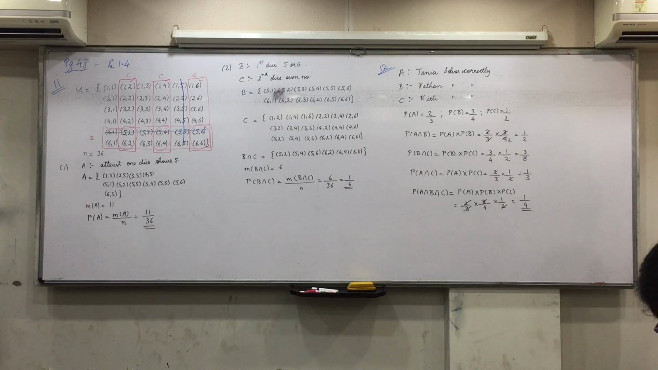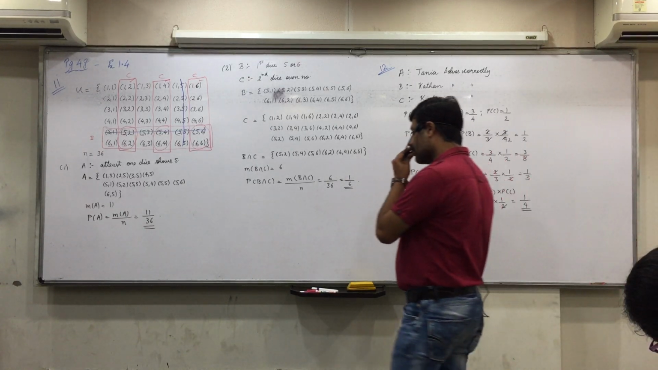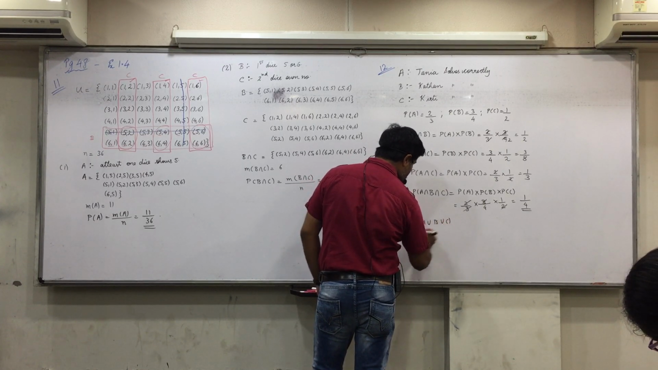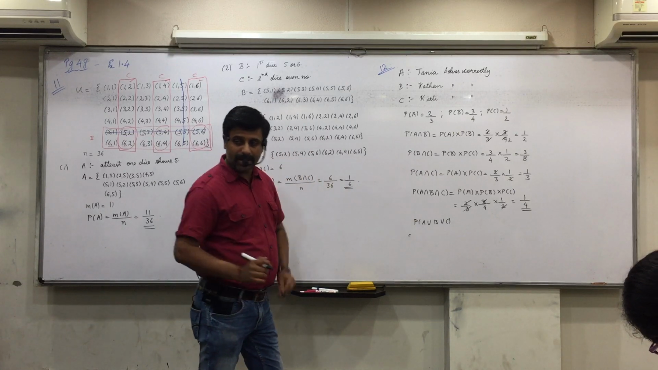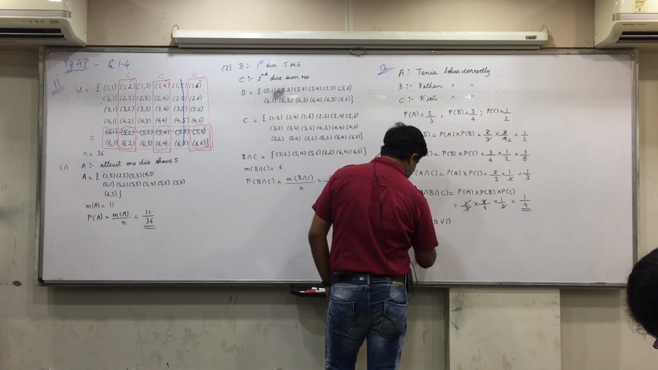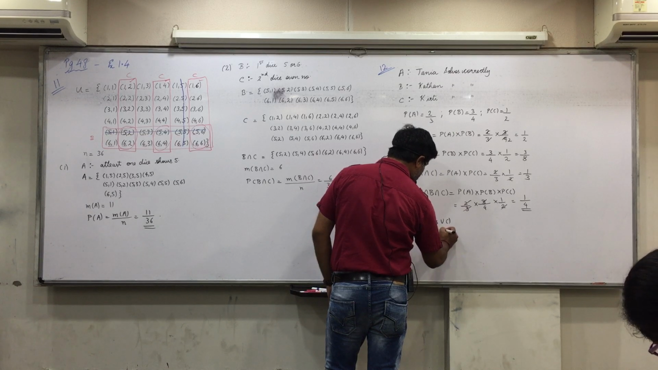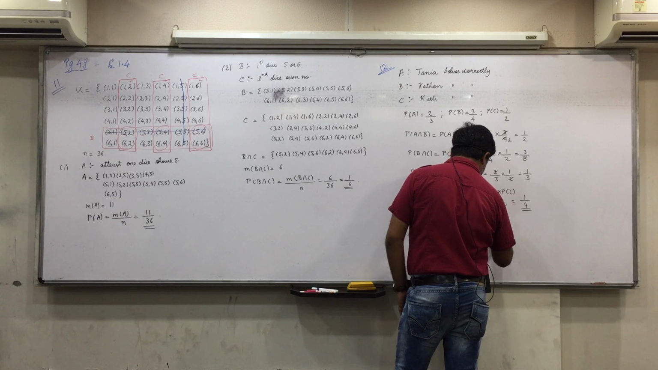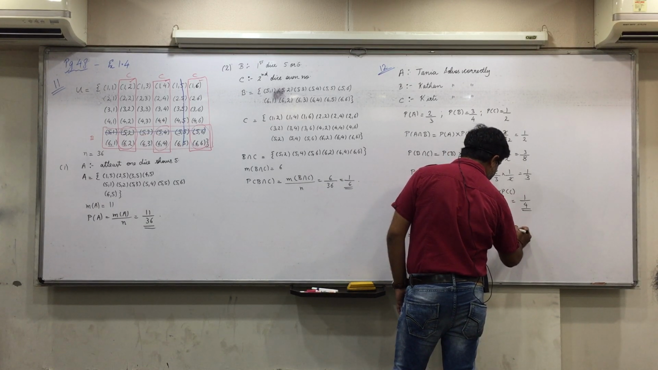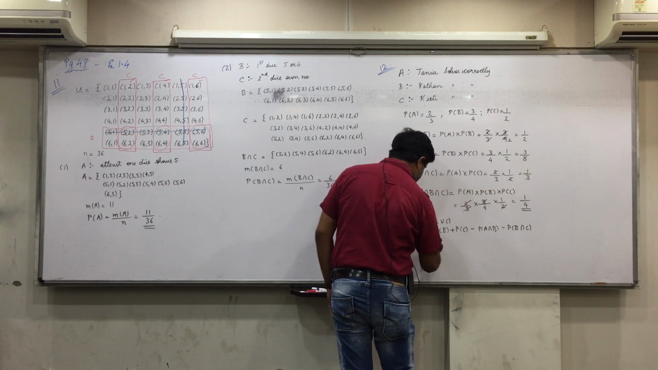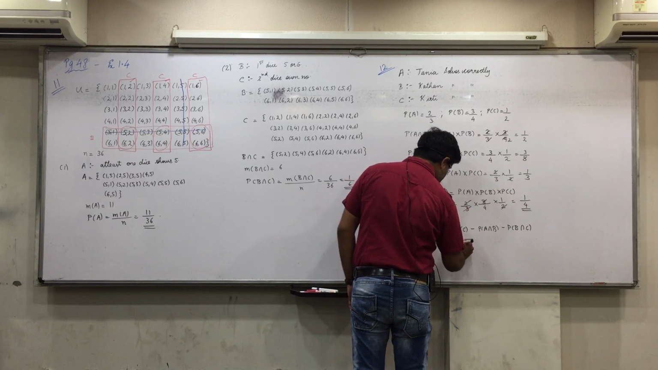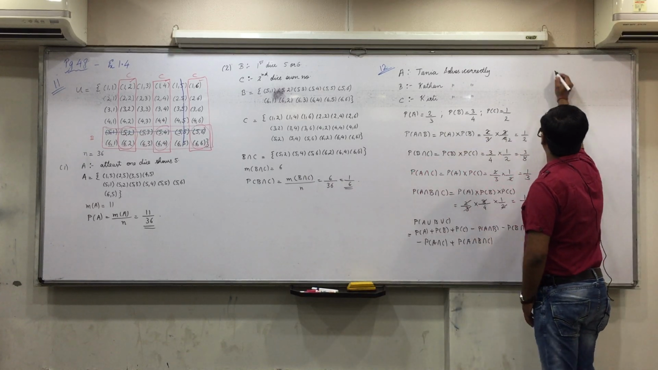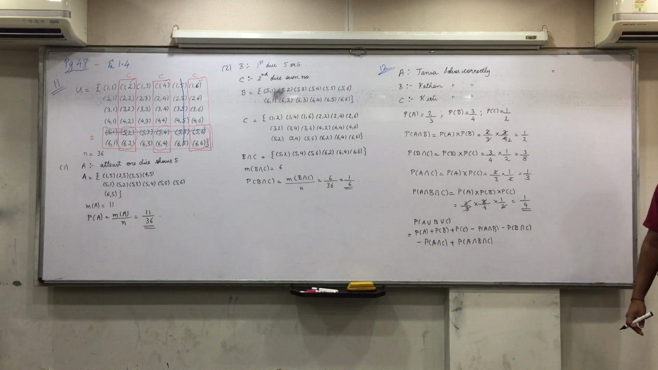Thus the probability that the problem is solved equals P(A union B union C). So P(A) plus P(B) plus P(C) minus P(A intersection B) minus P(B intersection C) minus P(A intersection C) plus P(A intersection B intersection C). Got it, everyone?